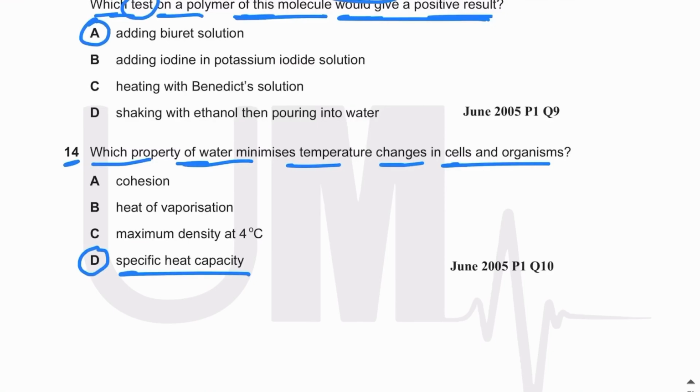in water, temperature fluctuations are very rare, right? The temperature does not fluctuate drastically. There are very little temperature changes. So high specific heat capacity is the property of water that minimizes the temperature change in cells and organisms. So the temperature remains fairly constant.